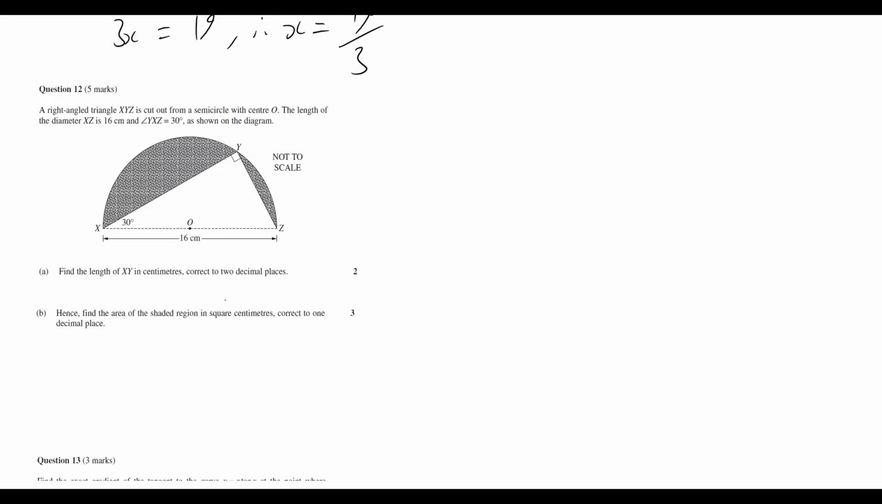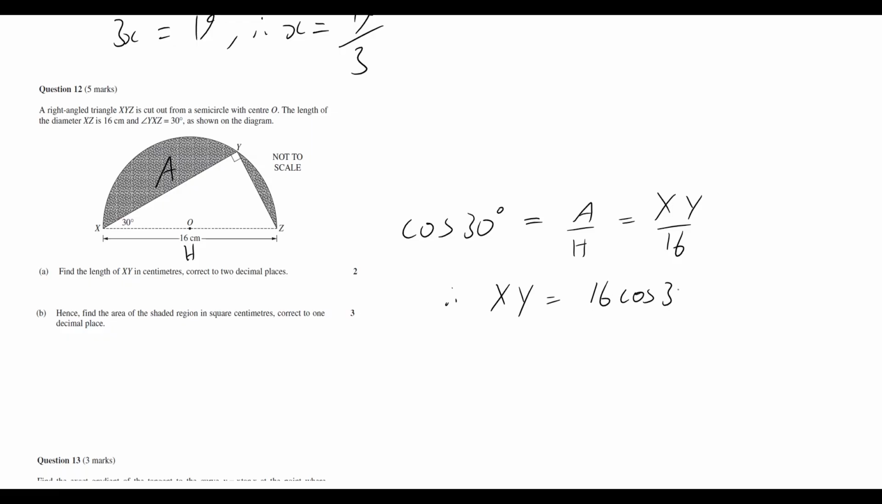Okay, well, let's have a think. Right-angled triangle, so we know that we can use our SOHCAHTOA. So what do we have? We have the hypotenuse, and we have this angle here, so we will be looking for the adjacent side. So that means we can say that cos of 30 degrees is going to be equal to adjacent over hypotenuse, which is going to be equal to XY over 16. So we can say, therefore, XY is going to be equal to 16 cos 30. And there we are. That's pretty much that question.